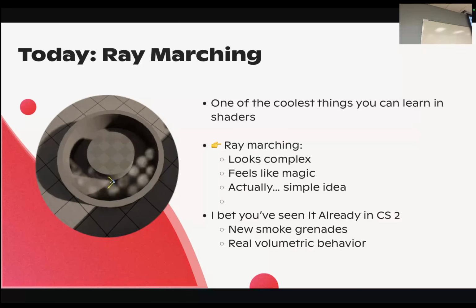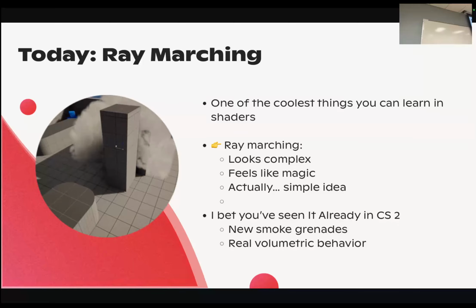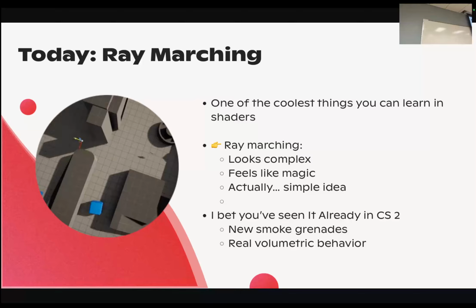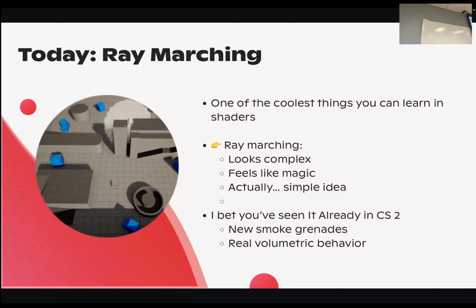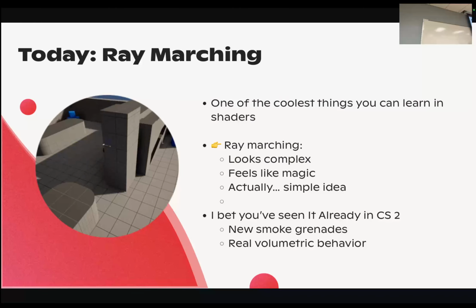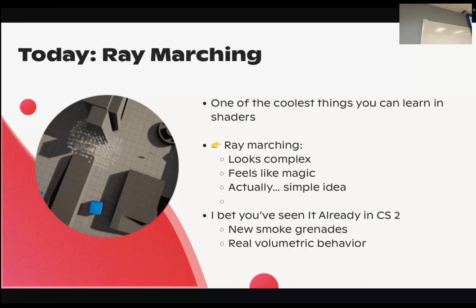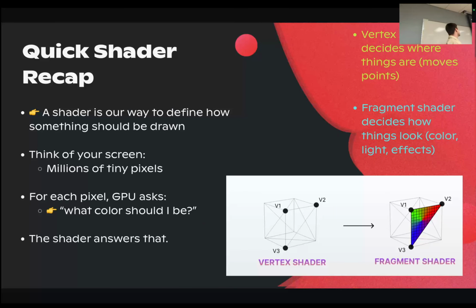So it looks complex, feels like magic. It's actually simple. I will try to explain it as simply as possible. And I bet you've already seen it in some projects like CS2, because when they released CS2, they implemented a new smoke grenade. If you play it, it looks awesome. It can actually fill the spaces. Usually ray marching comes in where you want to render something that is hard to define with vertices: clouds, smoke, maybe water, like actually anything. So yeah, quick reminder about the shaders.